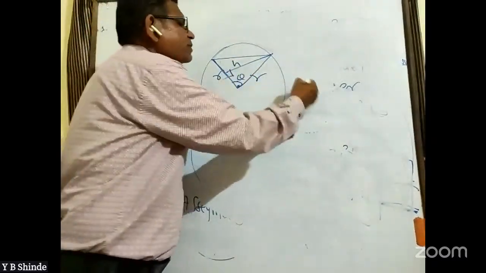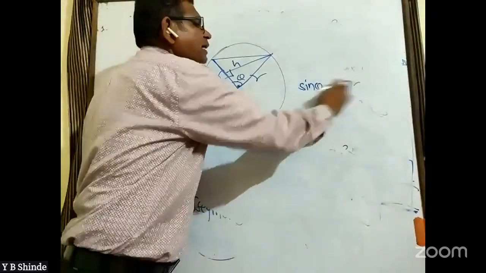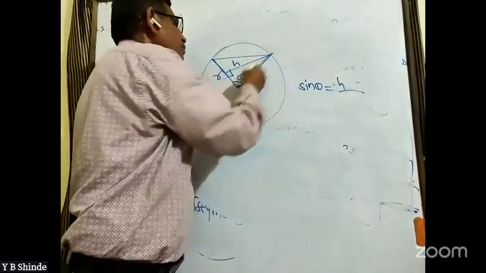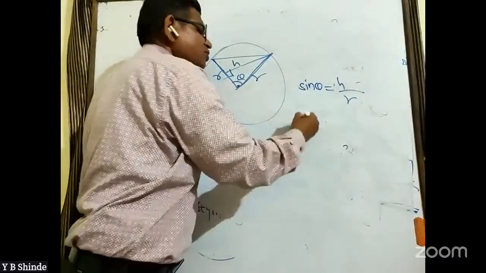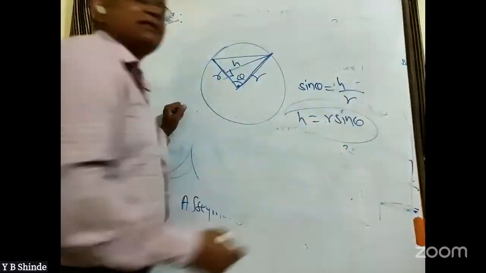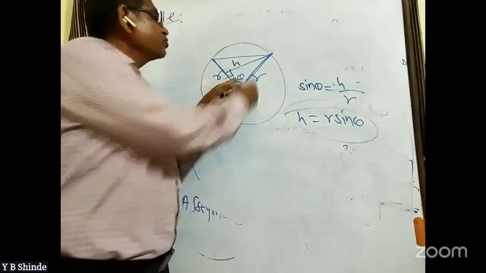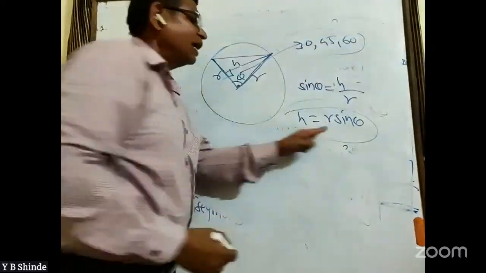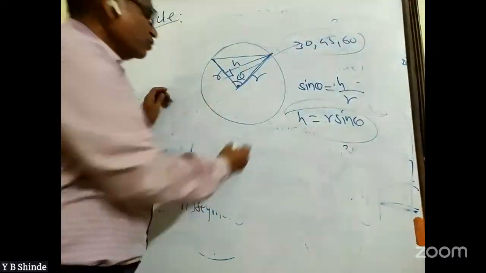Now, what is the value of sine theta? Keep in mind, sine theta is the opposite side h upon the hypotenuse, that is r. So height will be r sine theta. Forget about this, height is r sine theta. If you know this angle in terms of 30, 45, and 60, you can use this formula, r sine theta, for the height. So what is the base?